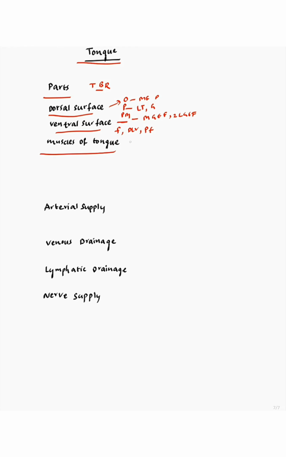Muscles of tongue. It has four intrinsic muscles and four extrinsic muscles. Four intrinsic muscles include superior longitudinal, inferior longitudinal, transverse, vertical. Four extrinsic muscles include genioglossus, hyoglossus, styloglossus, palatoglossus.